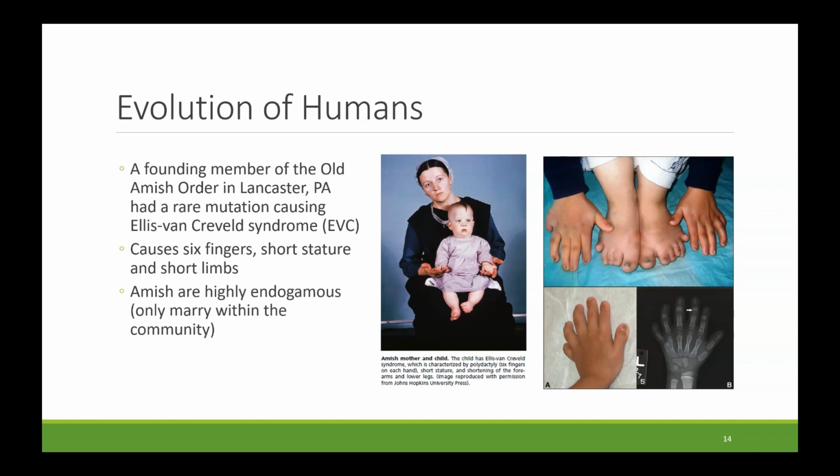However, the Amish community is highly endogamous, which is the word meaning that they only marry within the community. And because the community is so small, the rate of EVC is very high because the gene has been spread widely within their small population. So consequently, 1 in 200 individuals in the Old Amish Order community have EVC versus 1 in 200,000 in the rest of the world. So the genetic profile of this community has changed over the generations so that it's 1,000 times more common and more likely to have 6 fingers there than it is in the rest of the world. So this is just a small microcosm of evolution in humans.